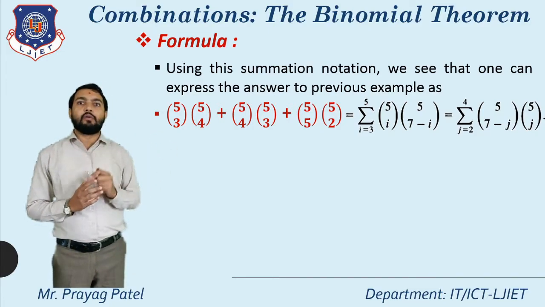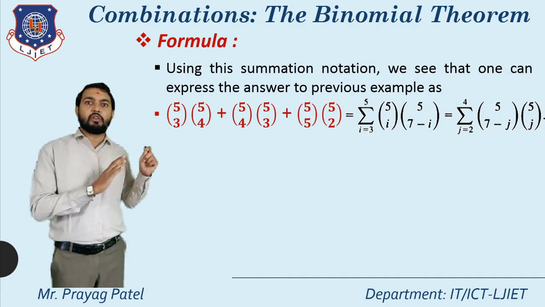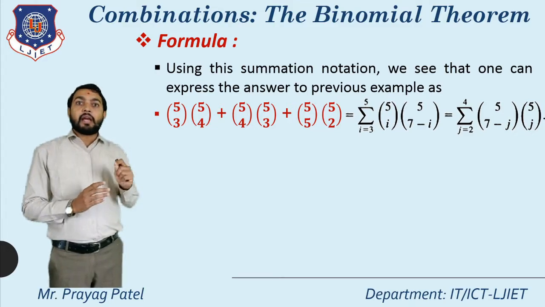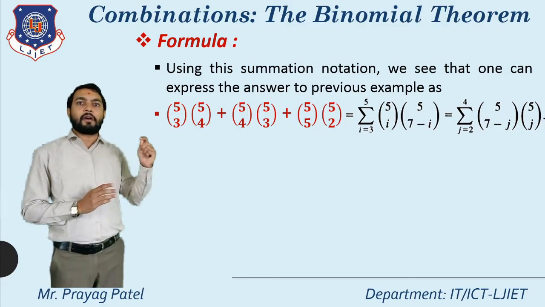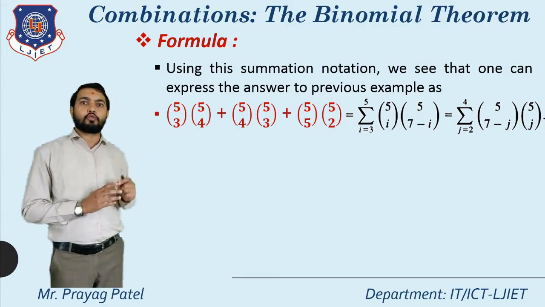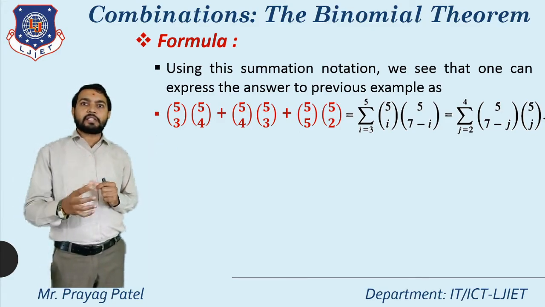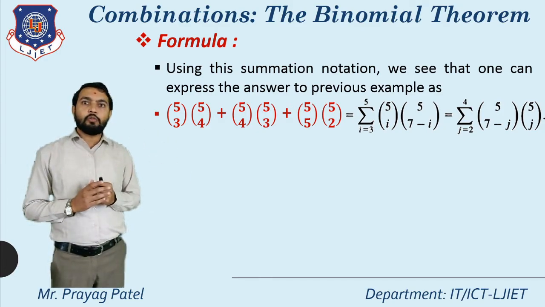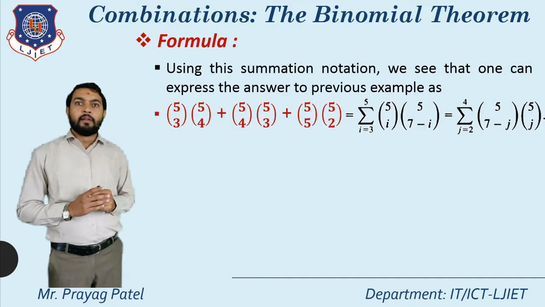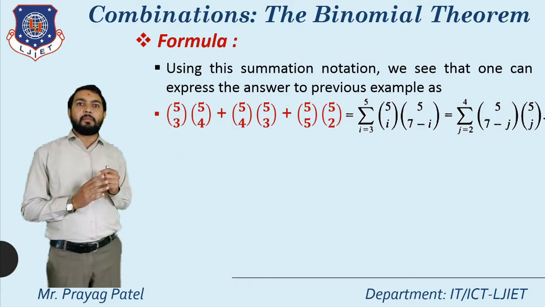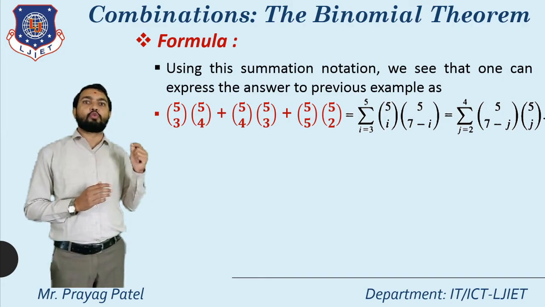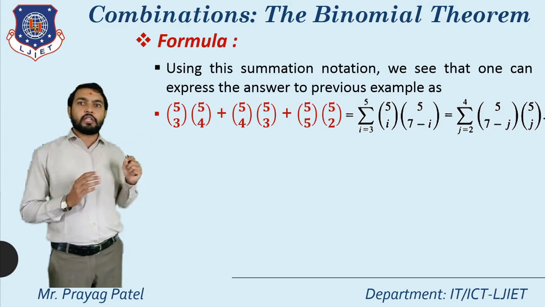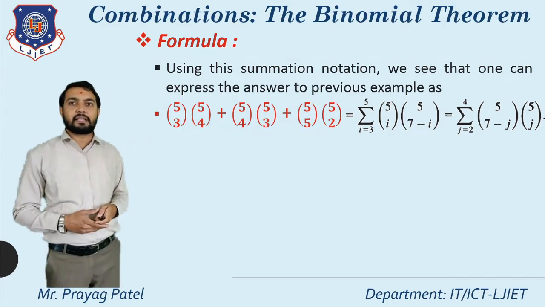sigma i equal to 3 to 5. The first part is C(5,i), because i is initially 3. So the first part is C(5,3) and the second part is C(5,7 minus i). Here 7 minus 3 means 4. So the first term is C(5,3) C(5,4). Now for the second value, if i equal to 4, that means C(5,4) C(5,3). If i equal to 5, then C(5,5) C(5,2). Same way, we can represent this equation with limits from 2 to 4. So sigma j equal to 2 to 4, where the first part is C(5,7 minus j) and the second part is C(5,j). So these are all common forms of our previous example.